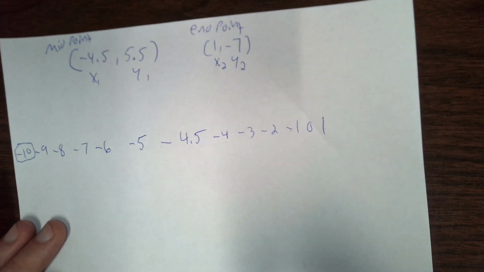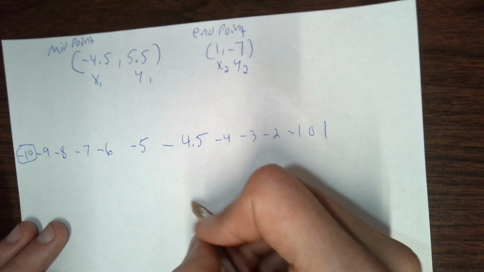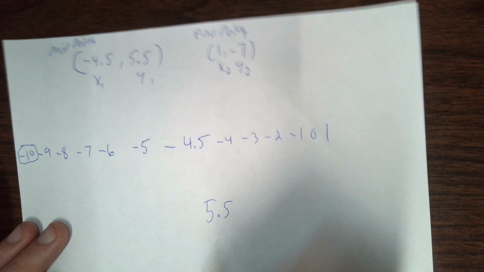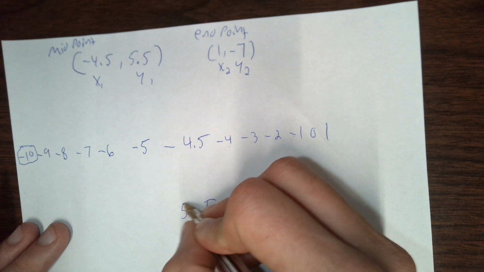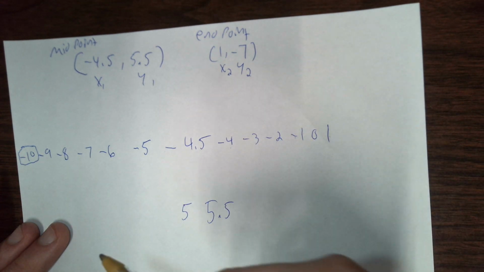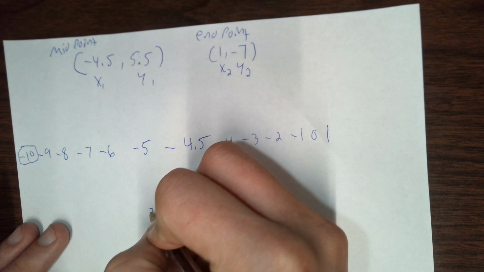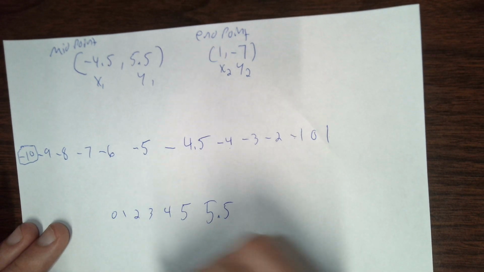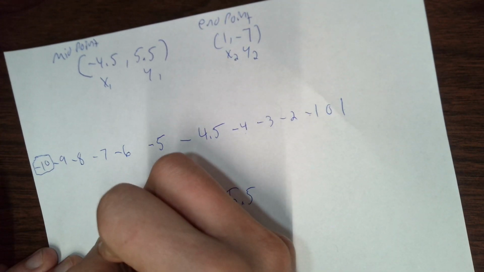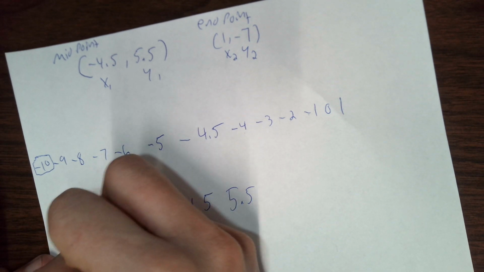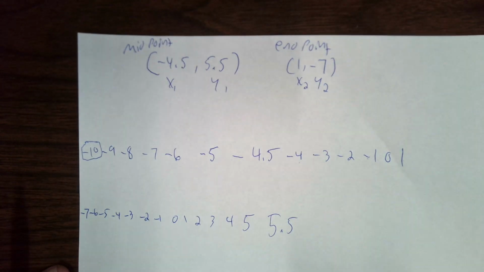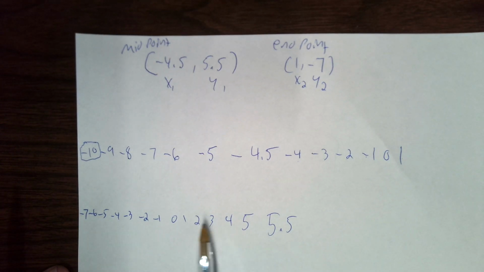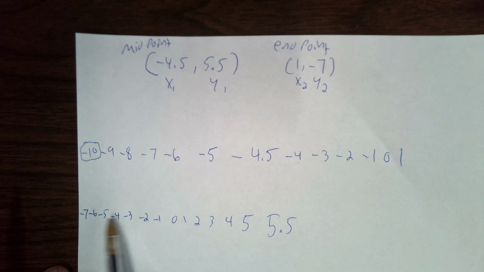And it works the same way if you're going the other way. So if we start at 5.5, and now I have to go to negative 7, I'm going to count backwards. 5 is my next whole number to the left. And then I'm going 4, 3, 2, 1, 0, negative 1, negative 3, negative 4, negative 5, negative 6, negative 7. Okay, so that is 1, 2, 3, 4, 5, 6, 7, 8, 9, 10, 11, 12, 13 numbers.